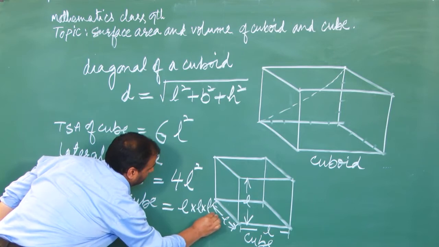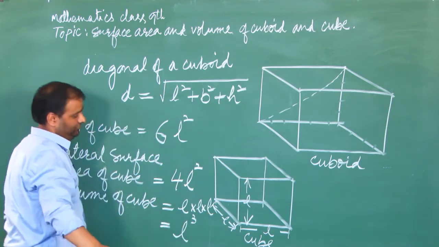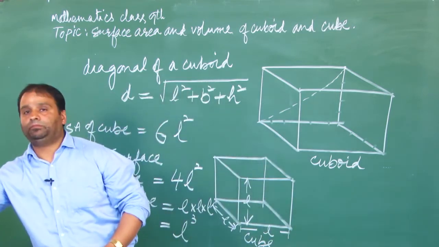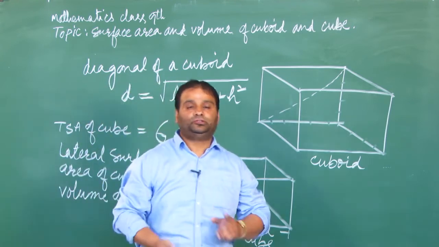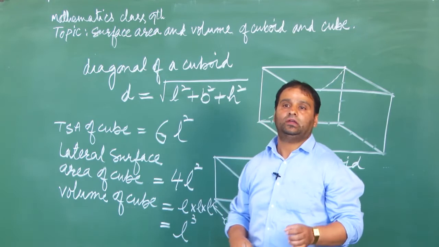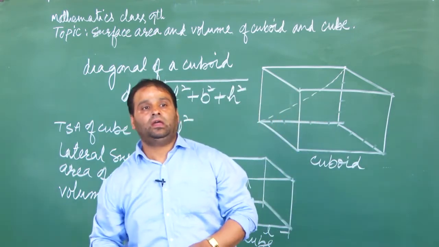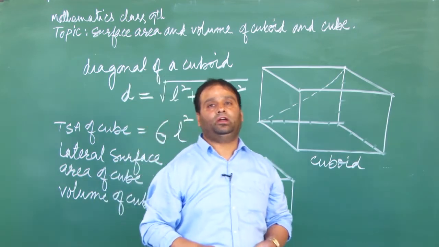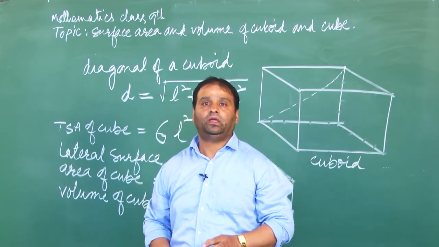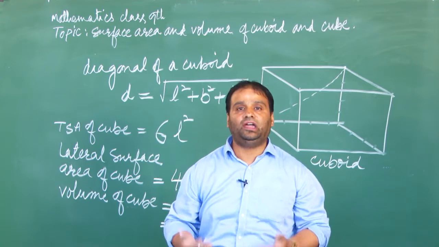Because length, breadth and height are same, we can write it as L raised to power 3. That is the volume of the cube. So if we sum up with cube and cuboid, the total surface area of a cuboid is twice length breadth plus breadth height plus height length. And the lateral surface area of cuboid is twice height into length plus breadth. Volume of a cuboid is length into breadth into height.